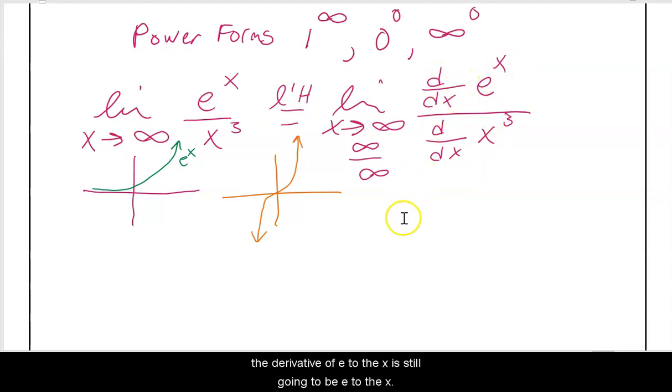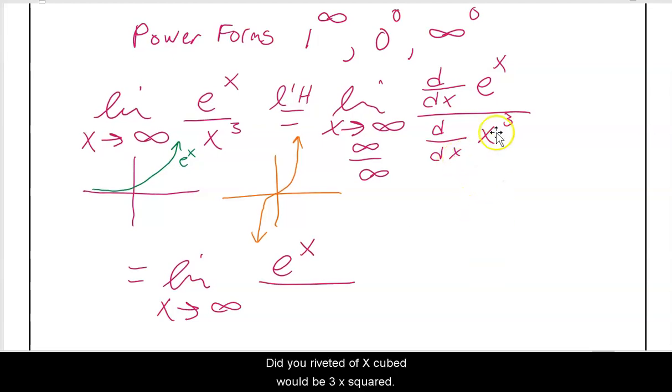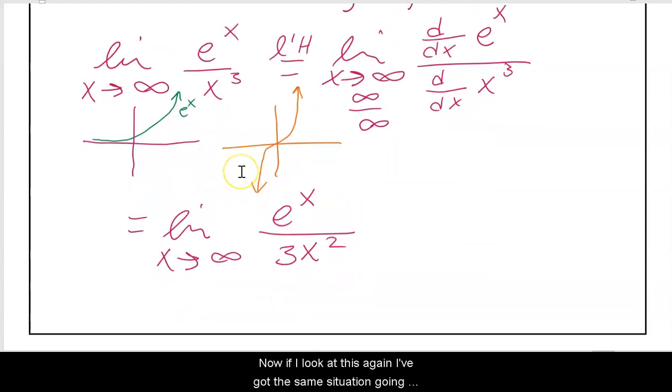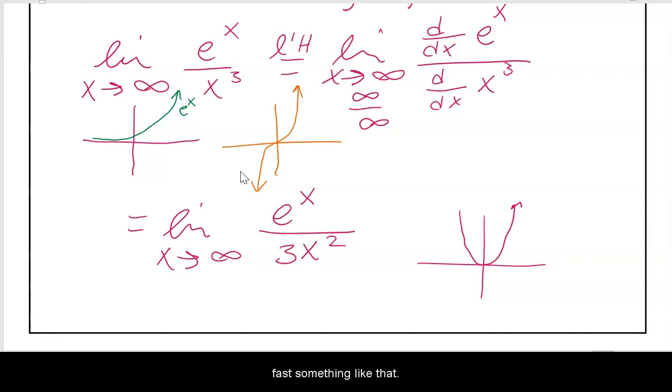Now the derivative of e to the x is still going to be e to the x. So I get e to the x. The derivative of x cubed would be 3x squared. So you'll notice that I only put the L'H on the one equals between where I hadn't done L'Hopital's and the one where I did, which is taking the derivative. Now, if I look at this again, I've got the same situation going on. If you think about this graph, I've got another graph. Now it's 3x squared, which goes up really, really fast, something like that. So this is the graph of 3x squared.